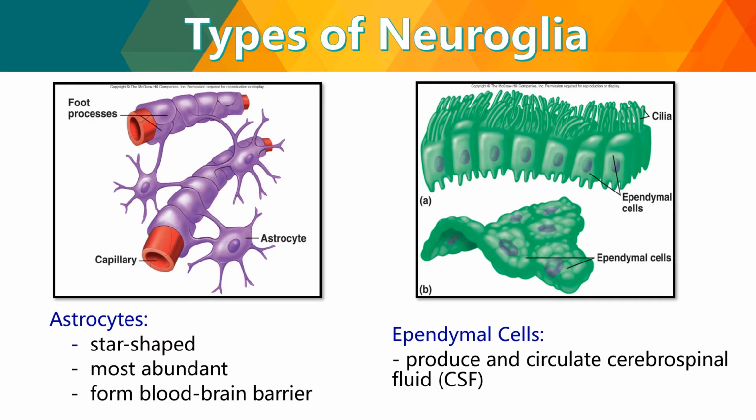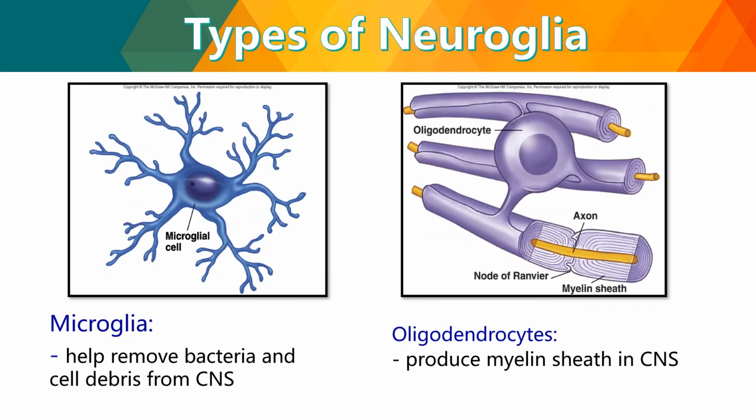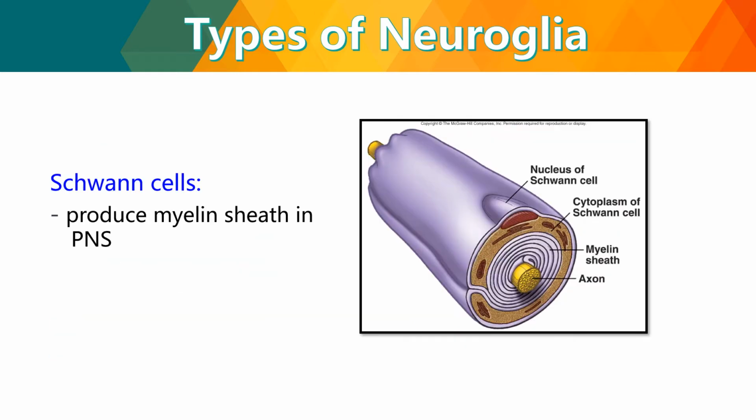Next, you have your ependymal cells. They produce and circulate cerebrospinal fluid or the CSF in your brain. Next, you have your microglia. It helps remove bacteria and cell debris from your central nervous system. You also have your oligodendrocytes, which produce myelin sheath in the CNS. And lastly, we have your Schwann cells, which produce myelin sheath in your peripheral nervous system.